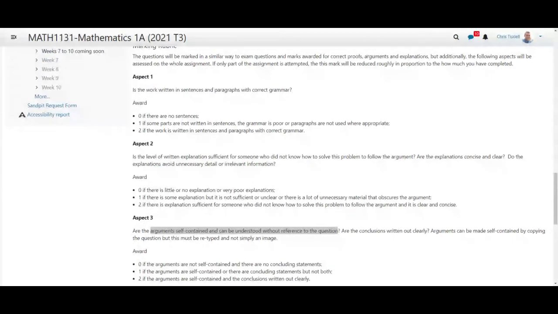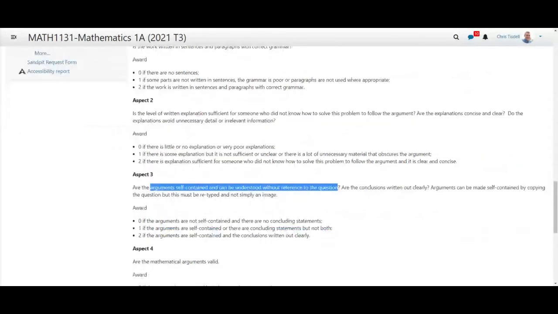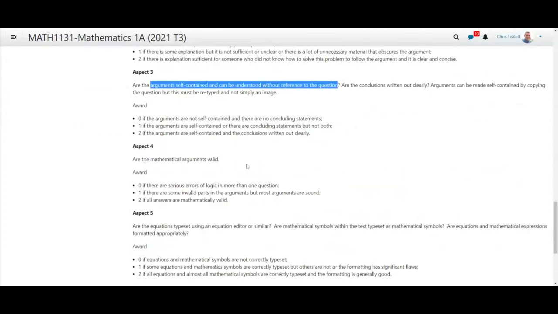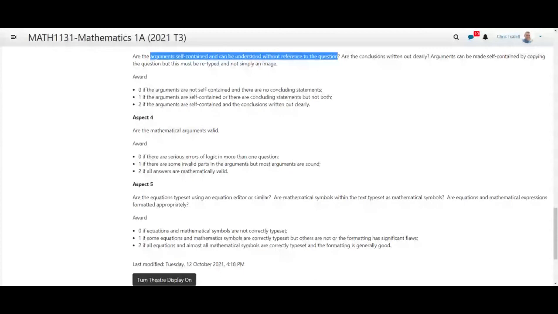So very few people get full marks for this assignment. I think Google Docs is okay. It has an equation editor, so it should be fine. But a lot of people don't see the little mistakes that they make, especially if English is their second or third language.